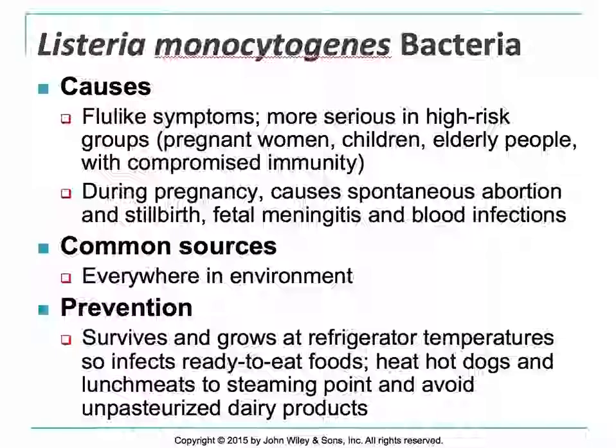Listeria monocytogenes bacteria causes flu-like symptoms, which are more serious in high-risk groups, such as pregnant women, children, the elderly, and those with compromised immunity. During pregnancy, it can cause spontaneous abortion and stillbirth, fetal meningitis, and blood infections. Common sources: everywhere. Listeria is just about everywhere in our environment. It survives and grows at refrigerator temperatures, so it often infects ready-to-eat foods.